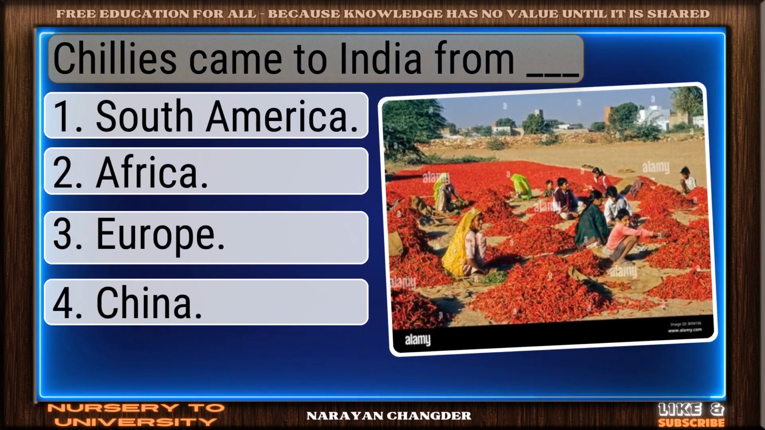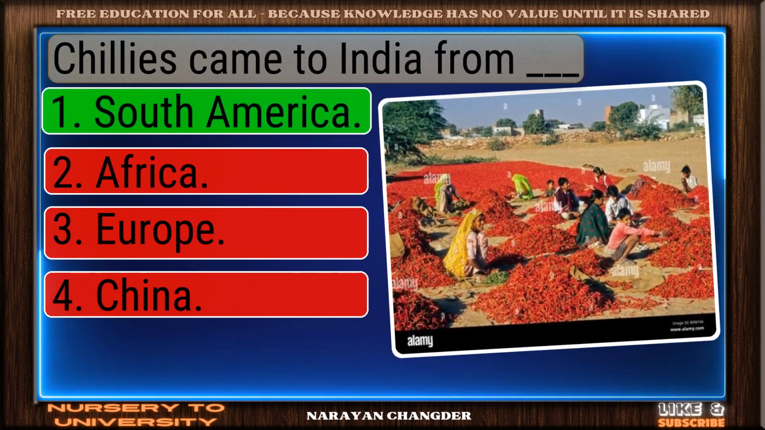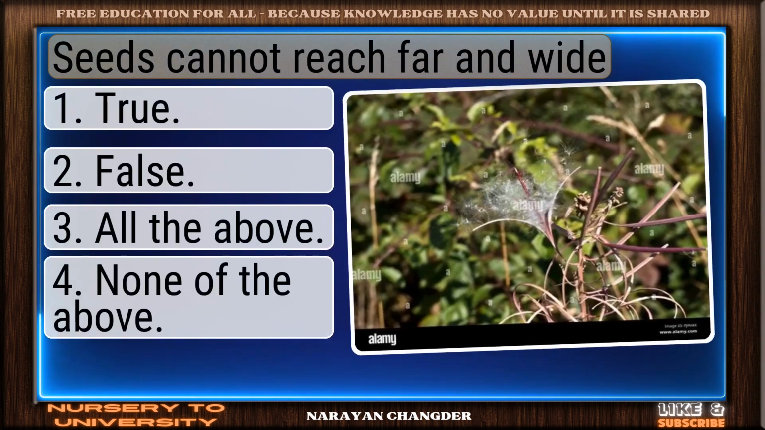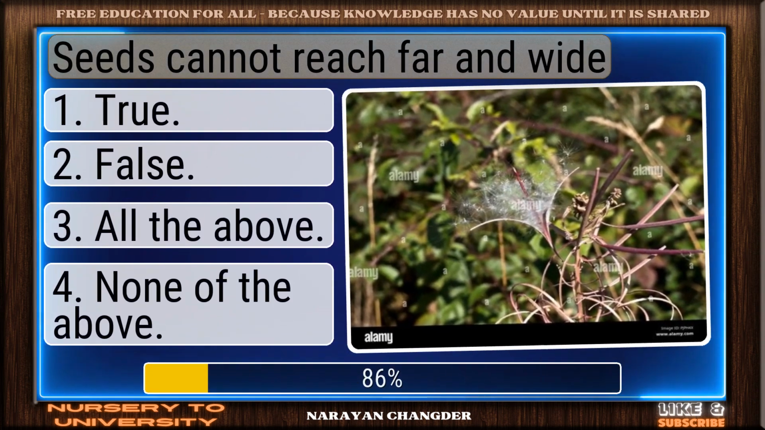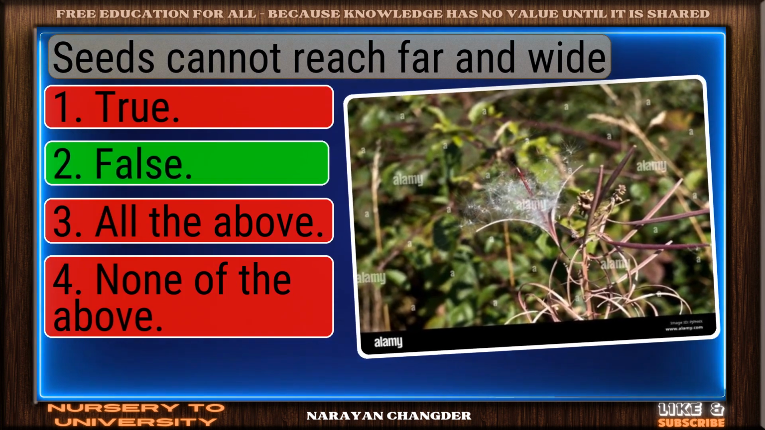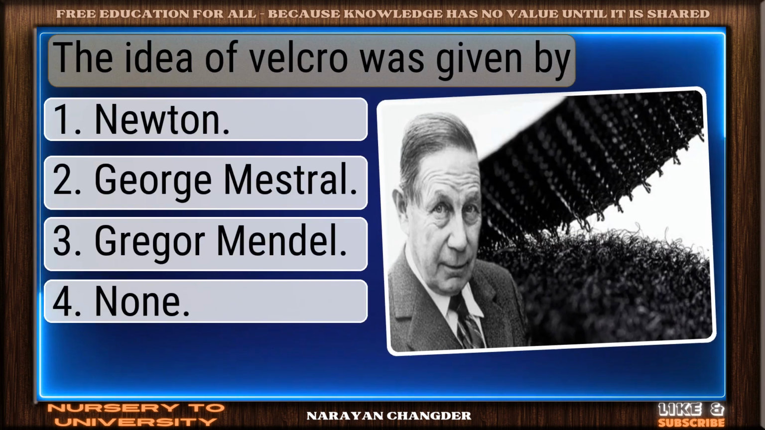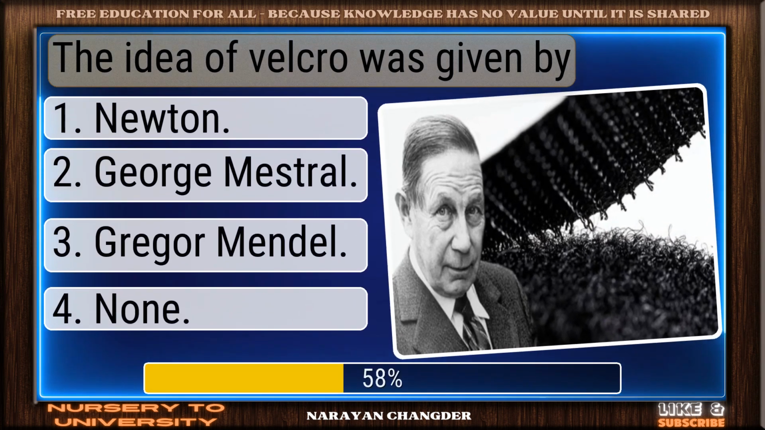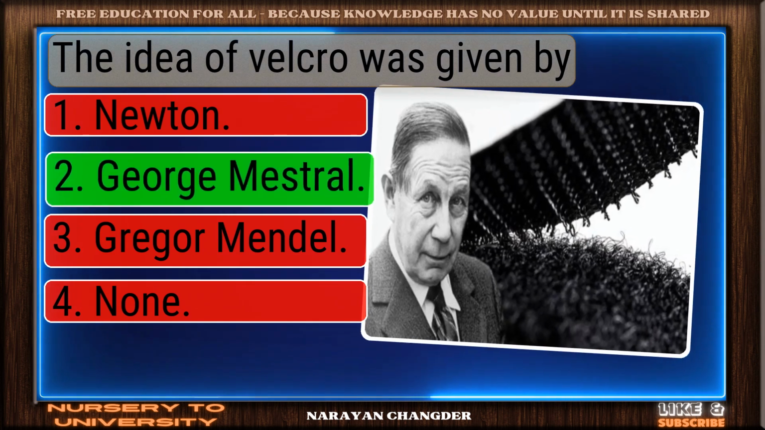Chilies came to India from dash. Nicely done. South America is a solid answer. Seeds cannot reach far and wide. Exactly. False makes sense, and it is right choice. The idea of Velcro was given by. You chose George Mestral, and it is correct.